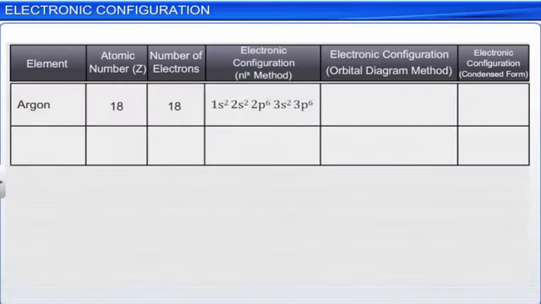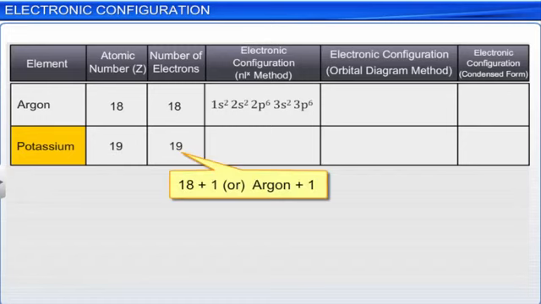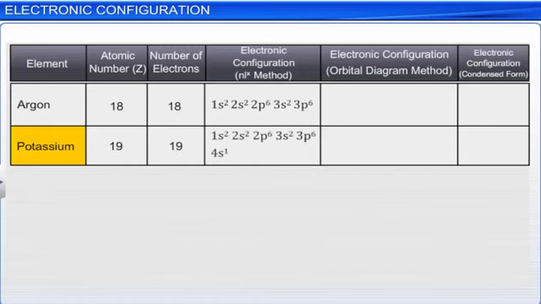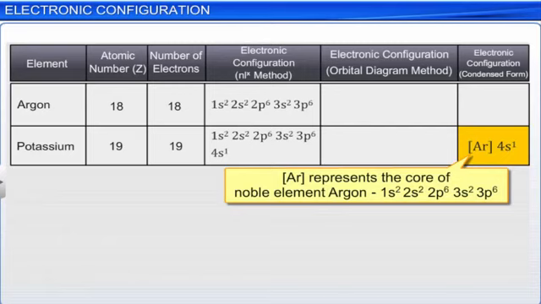Argon, whose atomic number is 18, has a completed 3p orbital. Therefore, the electronic configuration of potassium, which has 1 electron more than argon, can be written as [Ar] 4s1, where Ar represents the core of the noble element argon.